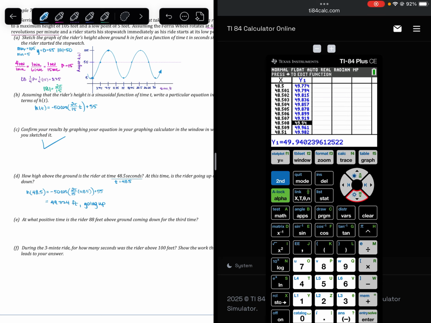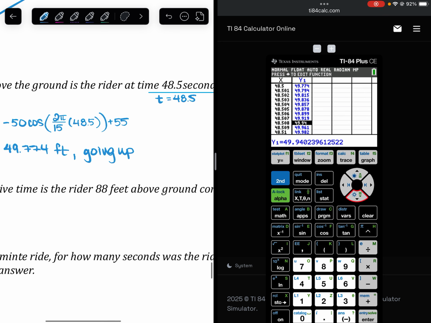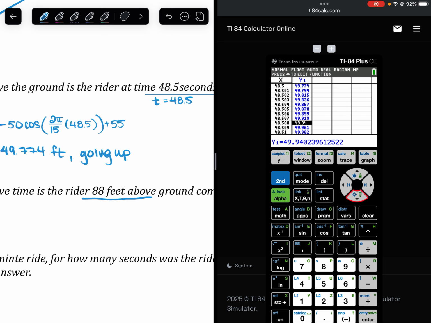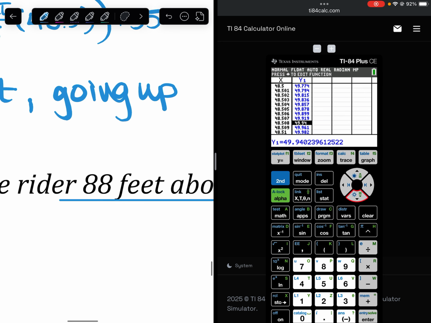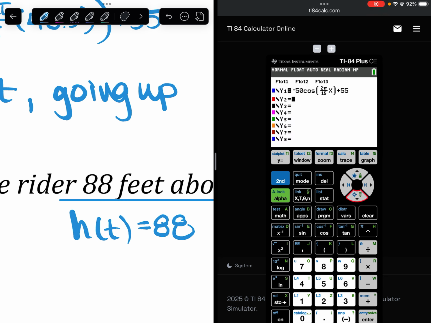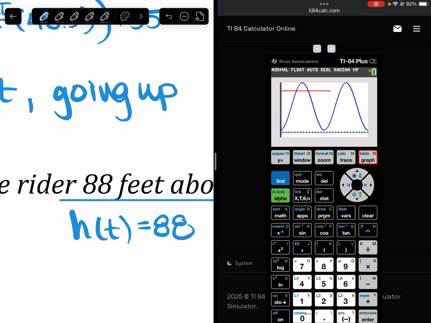E, at what positive time is the rider 88 feet above ground coming down for the third time? So 88 feet above ground means the height, or h of t, is 88. So what we want to do in here is I'm going to go to my y equals, go down to y2 and type in the height I'm looking for, and then I'm going to hit graph and see if I can see what I need.